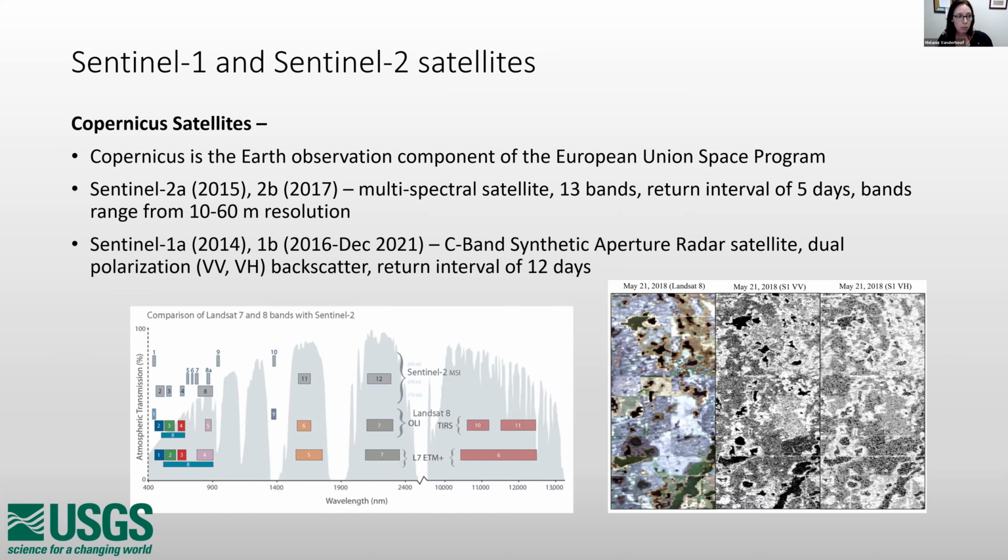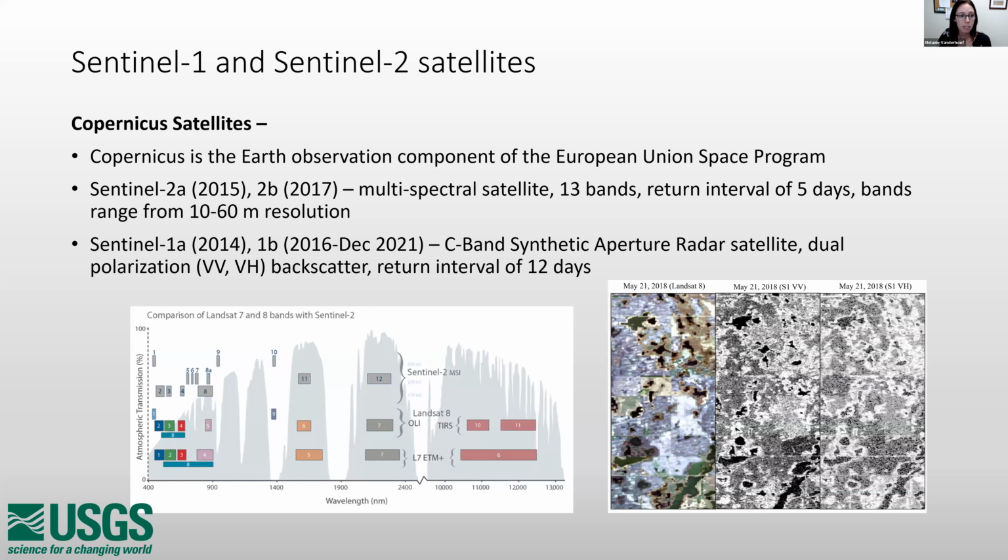For this approach, we used the Sentinel-1 and Sentinel-2 satellites. Both of these satellites are launched and managed by Copernicus, which is the Earth observation component of the European Union space program. Both are a series of 2 satellites that fly in complement with one another. Sentinel-2, the first was launched in 2015, the second in 2017. They are multispectral optical satellites with 13 spectral bands. The bands overlap quite a bit with Landsat, but they lack the thermal bands. The band resolution ranges from about 10 to 60 meters.